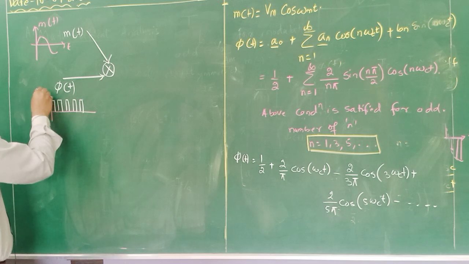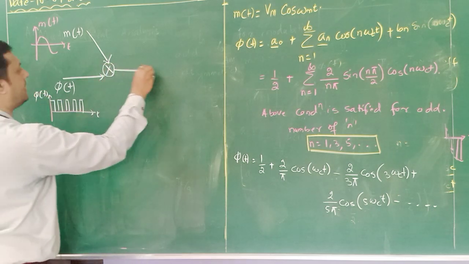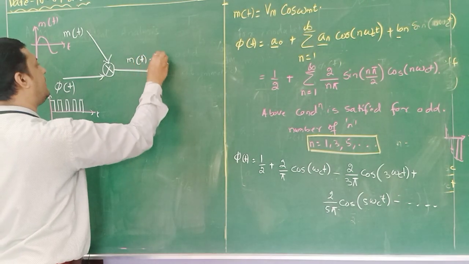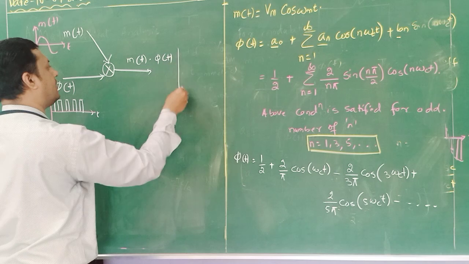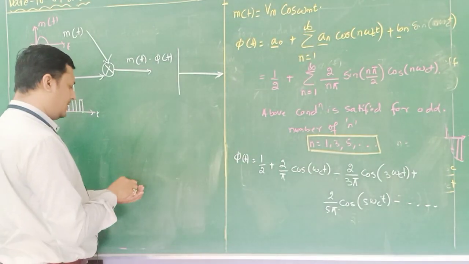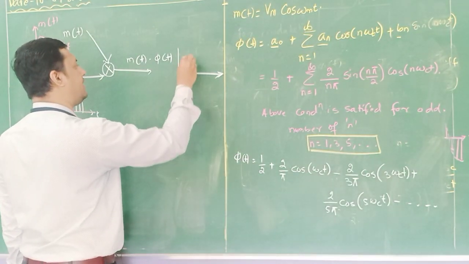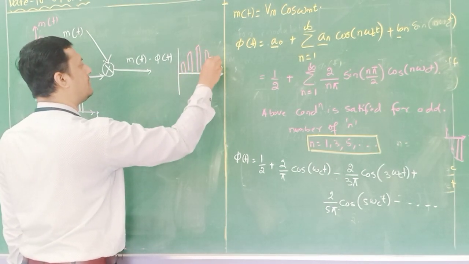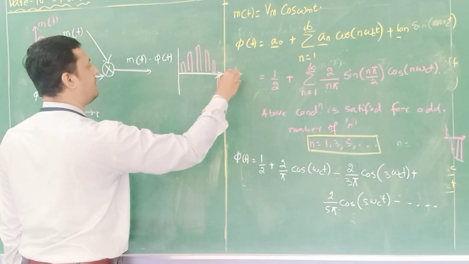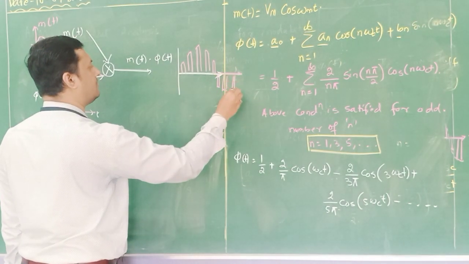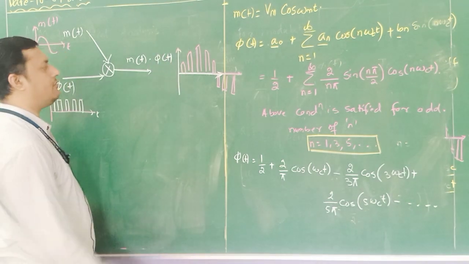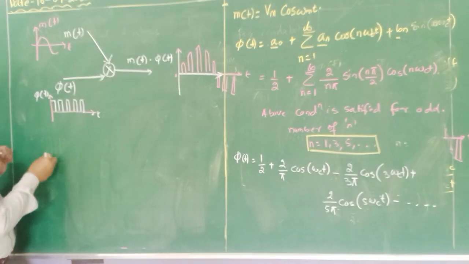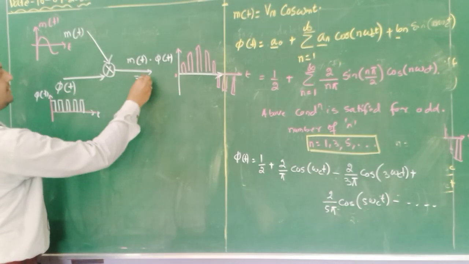This is phi of t, and here we are getting m of t into phi of t. M of t into phi of t can be represented by variation of the amplitude of the pulse for the positive half as well as for the negative half. So this is my m of t into phi of t, and what is its equation? Now we will write. Let us consider this is p of t.